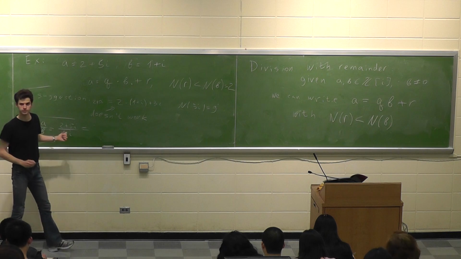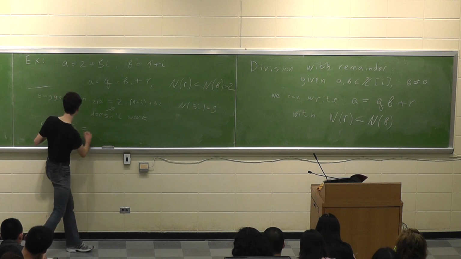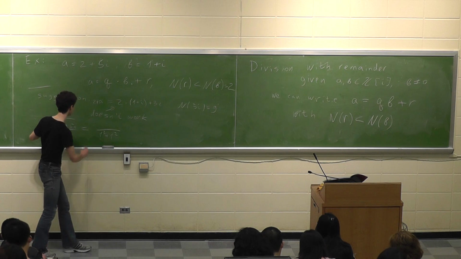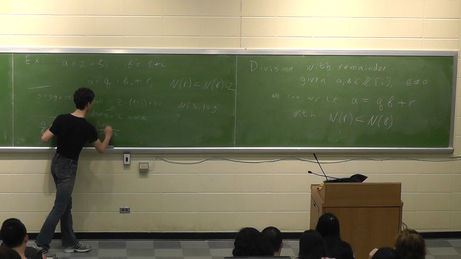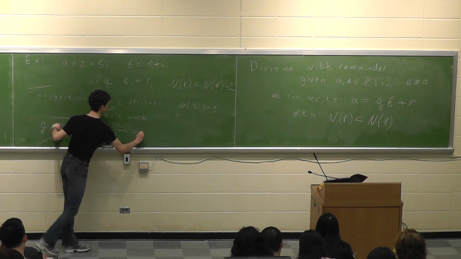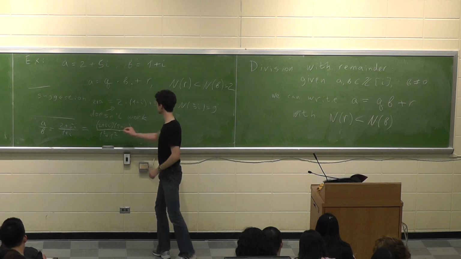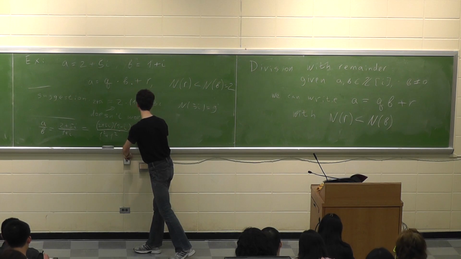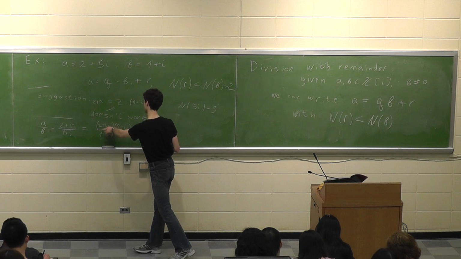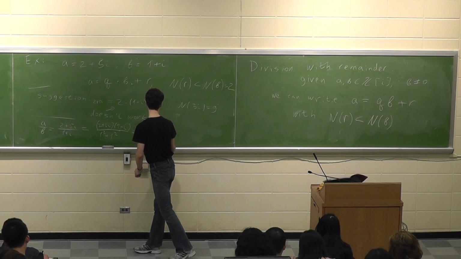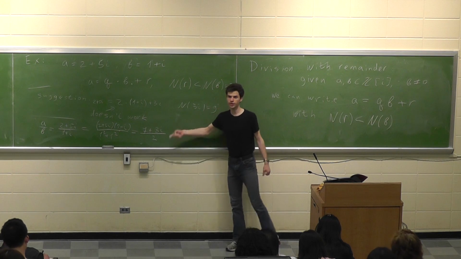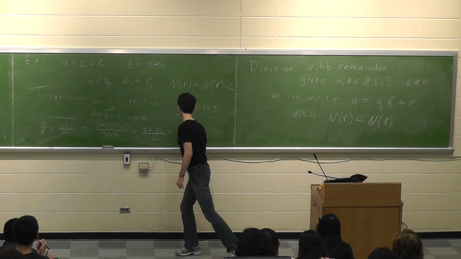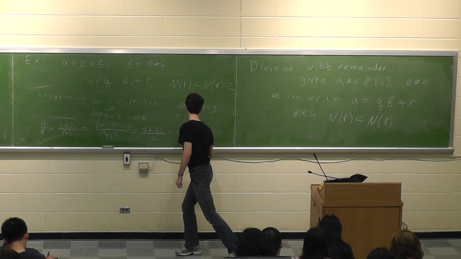Let me multiply and divide both by the conjugate expression. In the denominator we have 1 squared plus 1 squared. In the numerator we have 2 plus 5i times 1 minus i. Opening the brackets, 2 plus 5, 7, plus 5 minus 2, 3i. So the actual quotient is 3.5 plus 1.5i.